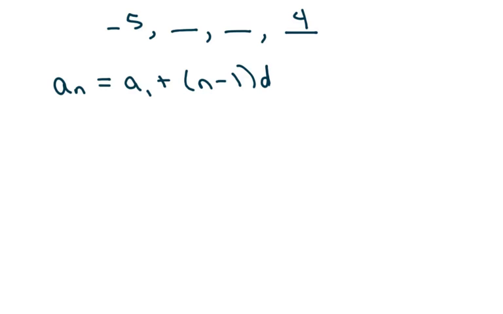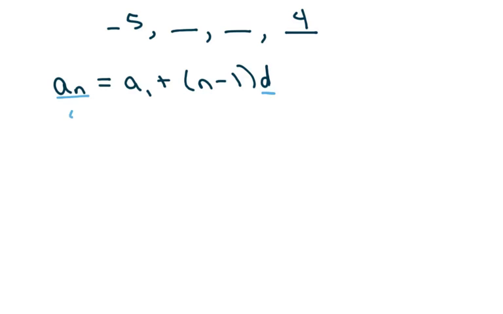Okay, the next set we have is we need to find a sequence that has 2 arithmetic means between -5 and 4. So we're going to do the same thing. We're going to do our last term, which is 4, first term, and your number of terms minus 1 times your common difference. And what we're missing here is the common difference.